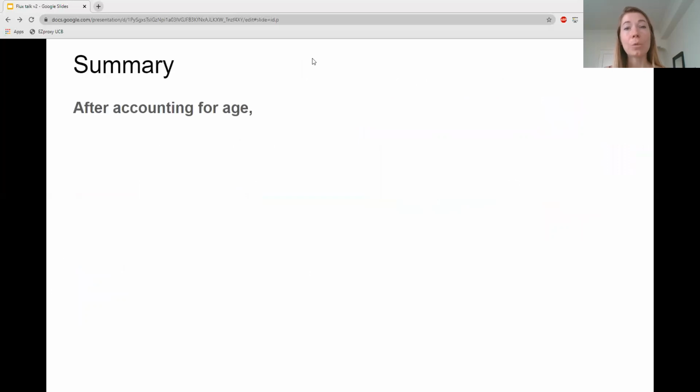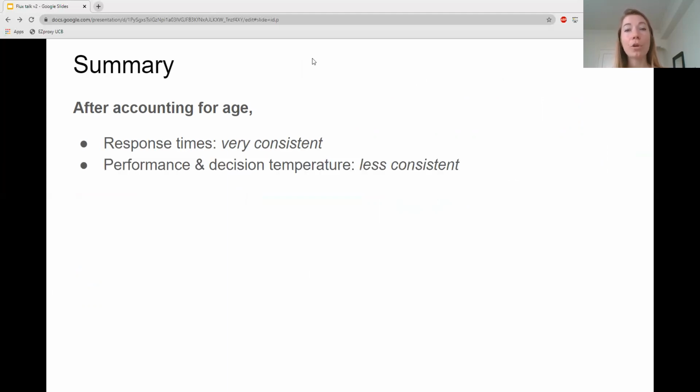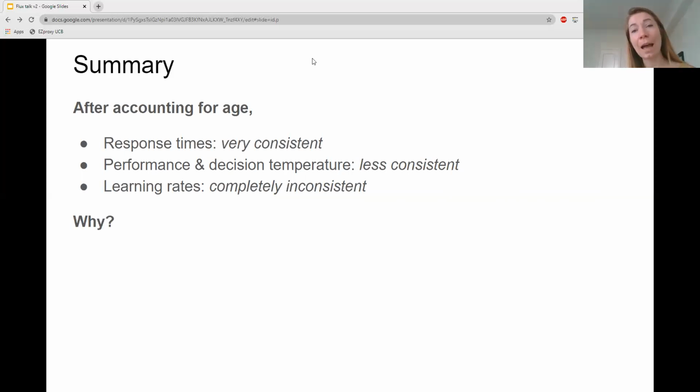In summary, we see that RTs are very consistent. Knowing somebody's age already tells us a lot about their RTs, but knowing their RTs in different tasks tells us even more. Performance and decision temperature are less consistent than RTs, but they still transfer between similar tasks. Learning rates are completely inconsistent, and we are no better than chance when we try to guess one after knowing another. Why is this happening?